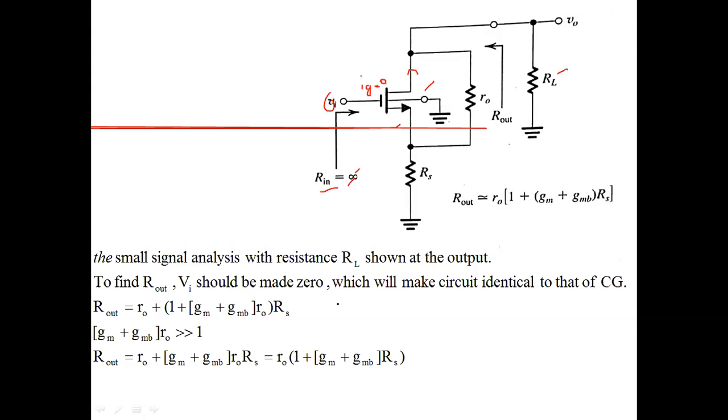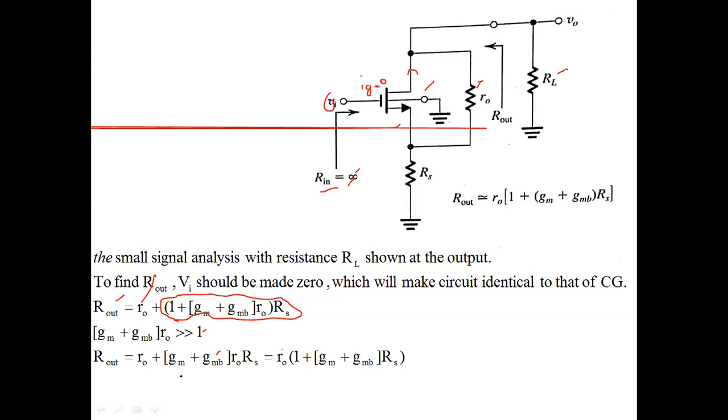Whenever you are calculating the output resistance, you know that RL will be removed. You can easily remember this expression: R out equals this resistance R naught, and the factor which is going to be added is 1 plus GM plus GMB into R naught into RS, that is due to negative feedback. This resistance is adding, which means the resistance increases. GM plus GMB into R naught is greater than 1, so we'll get it like this.